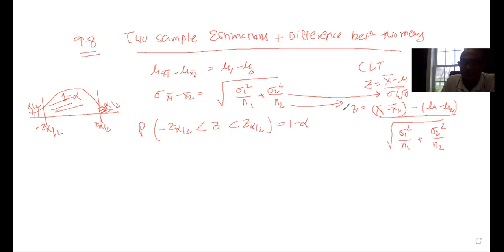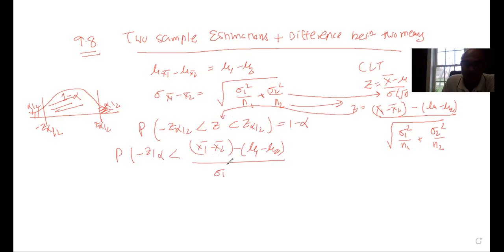If I plug this value of z over here, I get the probability of negative z alpha by 2 being less than x1 bar minus x2 bar minus nu1 minus nu2, divided by the square root of sigma 1 square over n1 plus sigma 2 square over n2, and that is less than z alpha by 2, and that is equal to 1 minus alpha. If you do this, just plug this value and multiply throughout. Let me put big brackets to understand the concept.